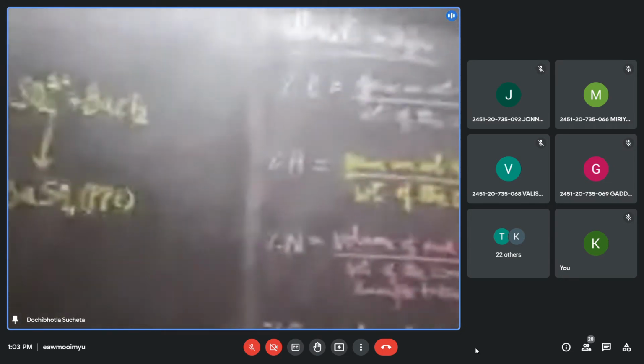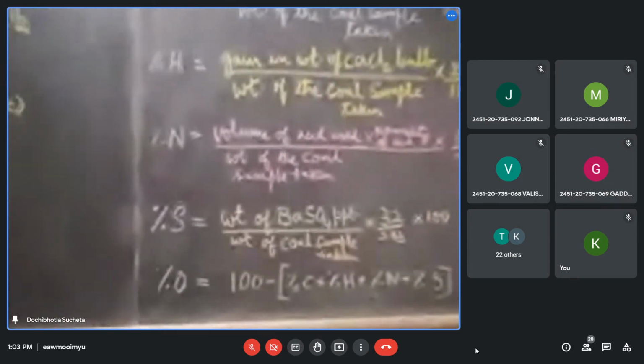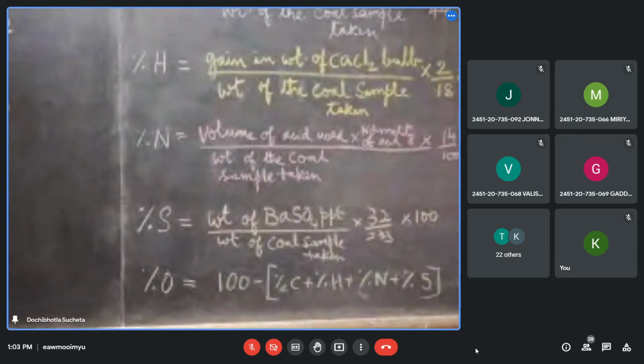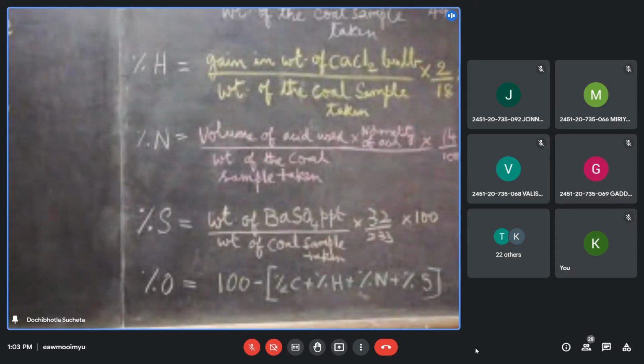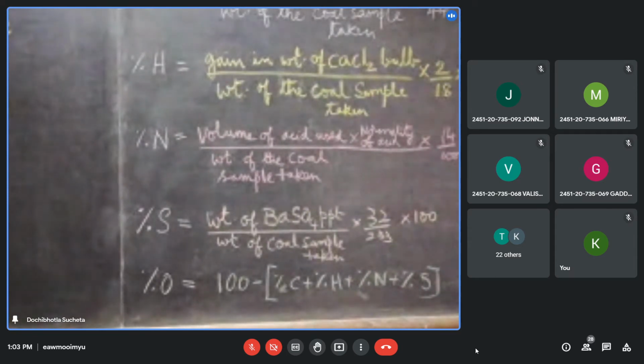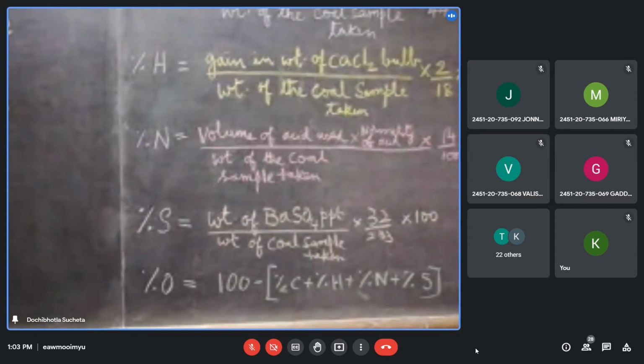Finding the percentage, using this formula I'll calculate. Percentage of sulfur is equal to weight of the barium sulfate by weight of the coal sample taken into 32 by 233 into 100. Using this formula I'll measure the percentage of sulfur.